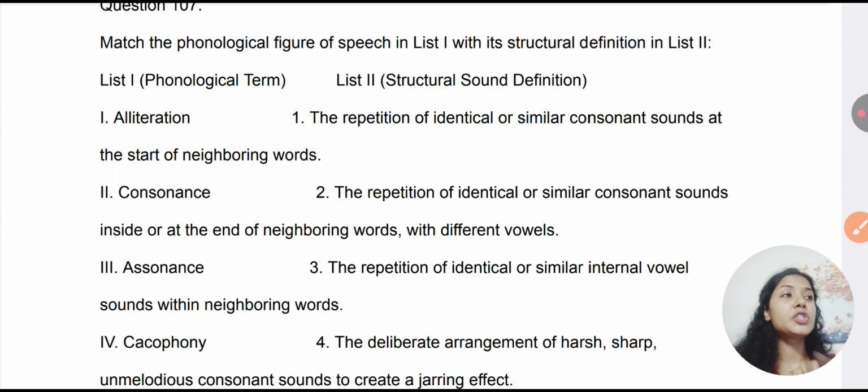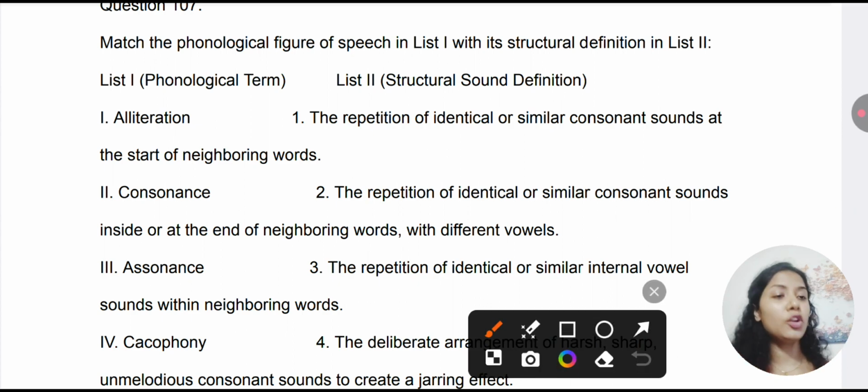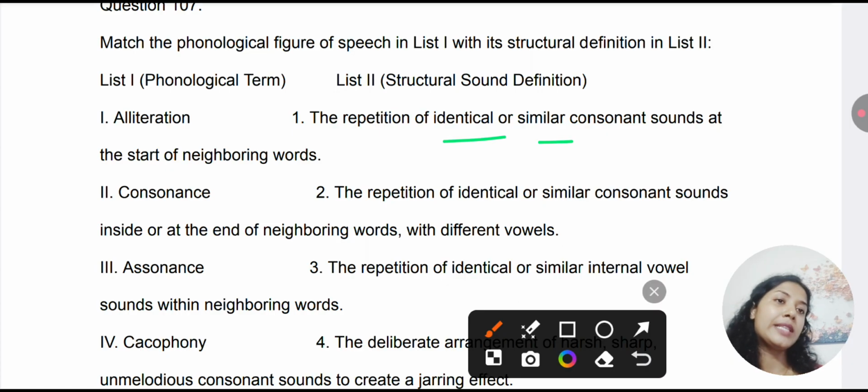Alliteration is the repetition of identical or similar consonant sounds at the start of neighboring words.